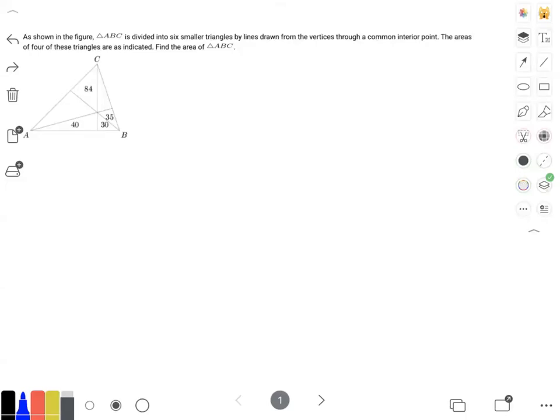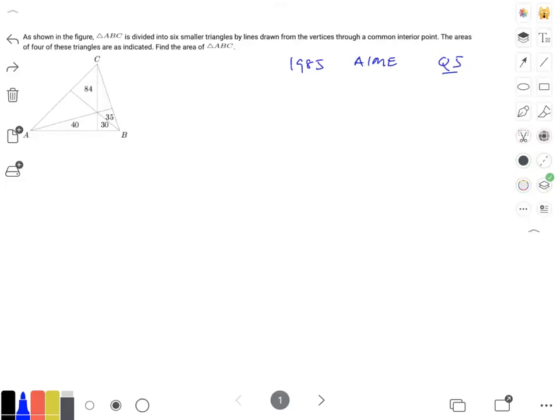Hello guys, this is QED Math, and today we're going to be looking at three quick geometry problems from the AIME. So this is from the 1985 AIME, and this was question 5. And this one is a really nice question about areas and how they're related to side lengths.